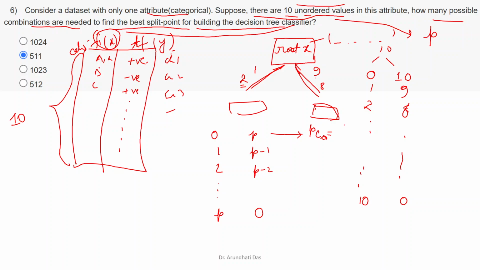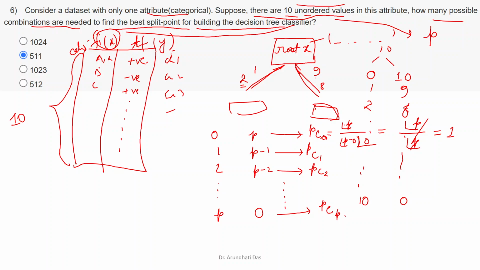So if it is PC0, it will be factorial of P divided by factorial of P minus 0, and then factorial of 0. Yes, and it is equal to factorial of P divided by factorial of P, which cancels out, and finally it is 1. Similarly, the second combination I can write as PC1. The third combination I can write as PC2. Likewise, the last combination I can write as PCP.